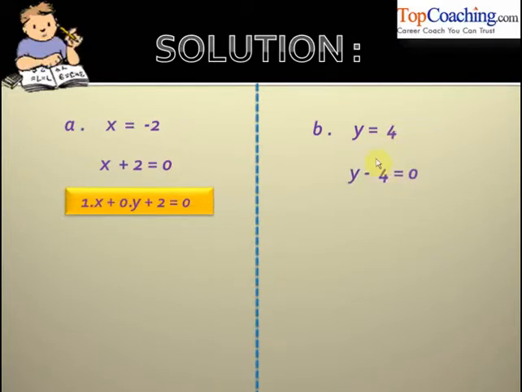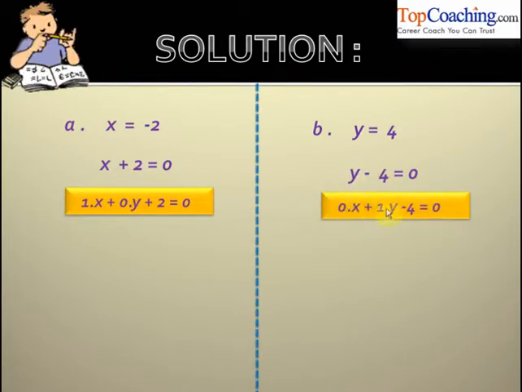So again we can write this as y minus 4 equal to 0, or we can write this as 0 times x plus 1 times y minus 4 equal to 0. So here x is absent, and thus we can write this as 0 times x plus 1 times y minus 4. Again 0, 1 and minus 4 are all real numbers.